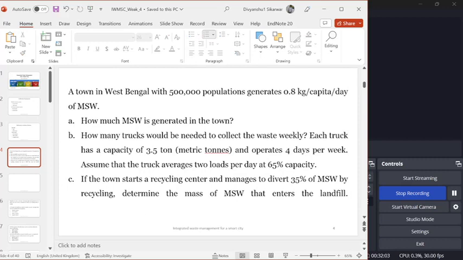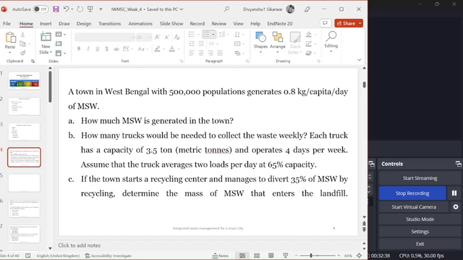Now the last question is, if the town starts a recycling center and manages to divert 35% of MSW by recycling, determine the waste mass of MSW that enters the landfill. So this question is very simple. We already know the answer for the A question, which is around 4 lakh kgs. Out of 4 lakh kgs, 35% is not going to landfill. It's recycled. So that means 65% of waste is going to landfill.